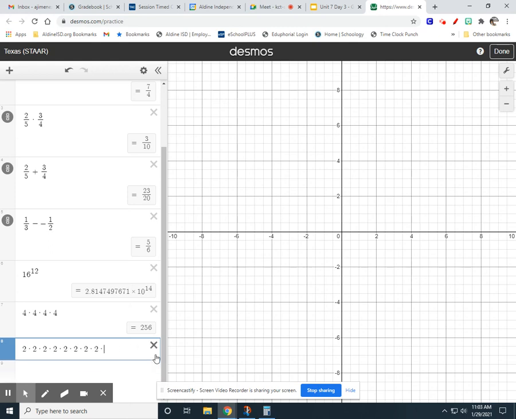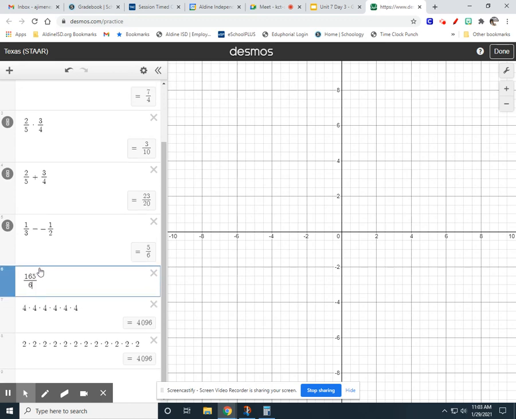I need 12 2s. 4, 8. So that's, okay. So that's how many 16s? 1 16, 2 16s, 3 16s. Okay, that's 3 16s. You know what? Maybe we should have just done 16.